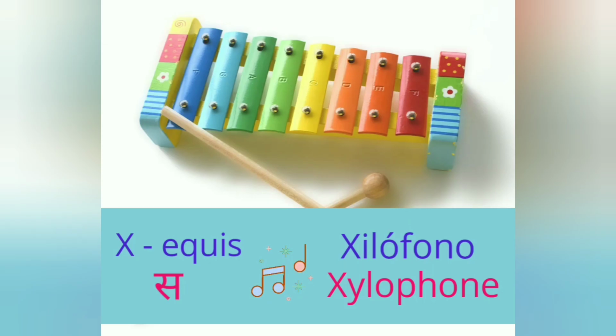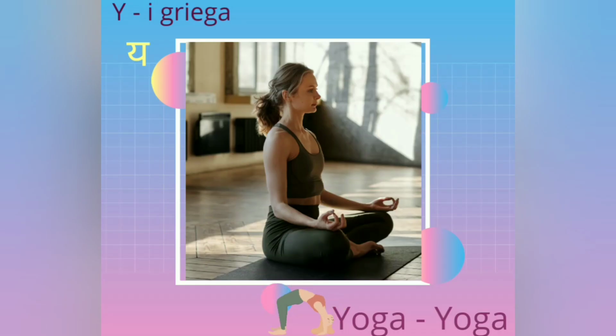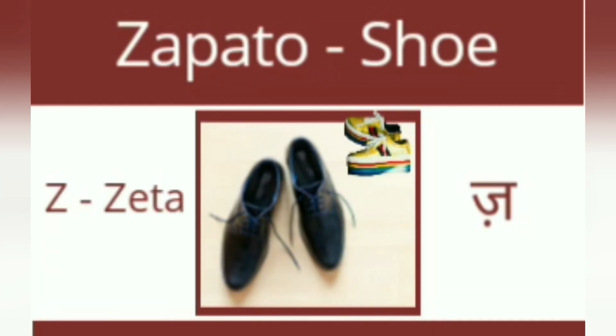X in Spanish is X. We read it as s, as in xilófono. Xilófono means xylophone. Y in Spanish is Y. We read it as ya, as in yoga. Yoga in Spanish is yoga. Z in Spanish is zeta. We read it as z, as in zapato. Zapato means shoe.